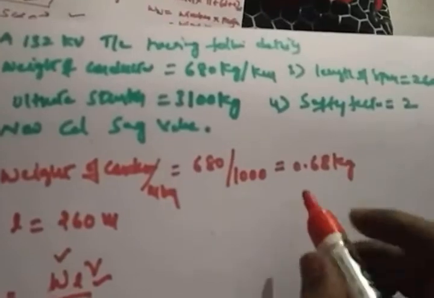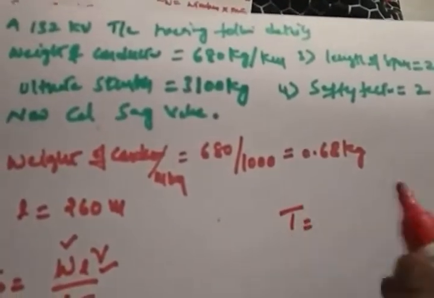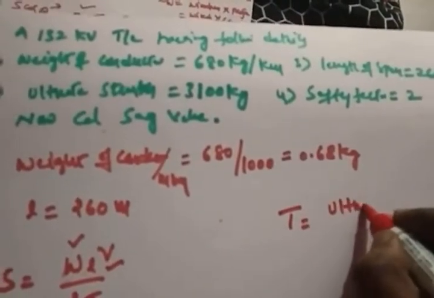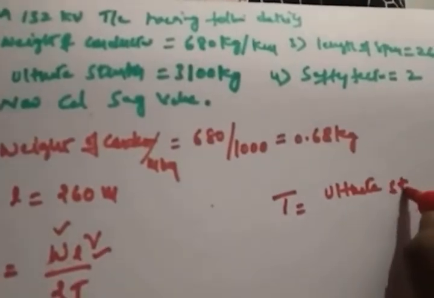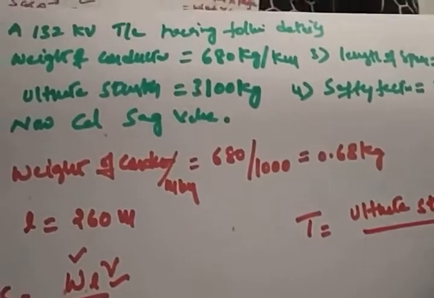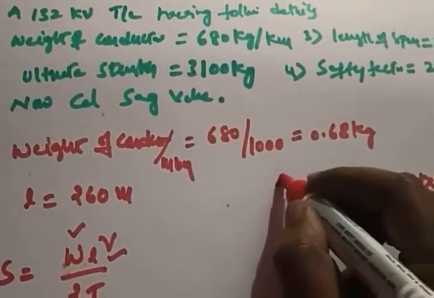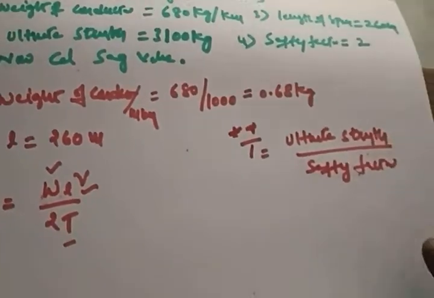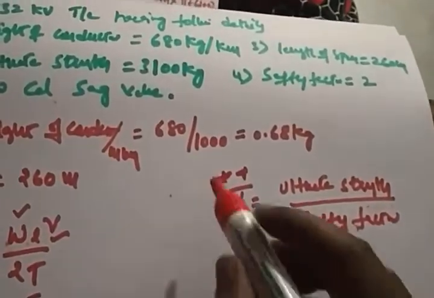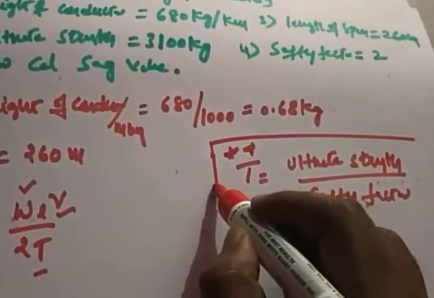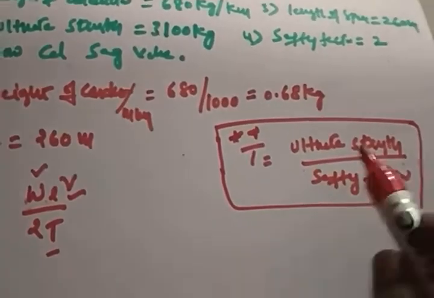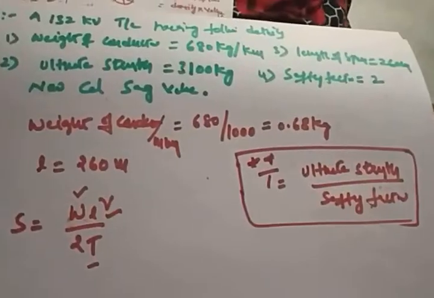So now you have to note down the formula. Tension is equal to ultimate strength by safety factor. This is an important note, you have to note it down, right? So what is the tension? One more formula for tension is ultimate strength by safety factor. From this you will calculate the tension value.